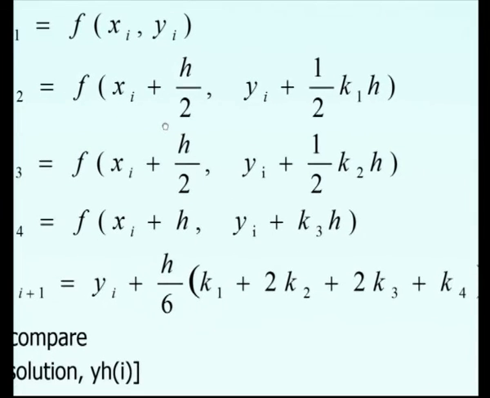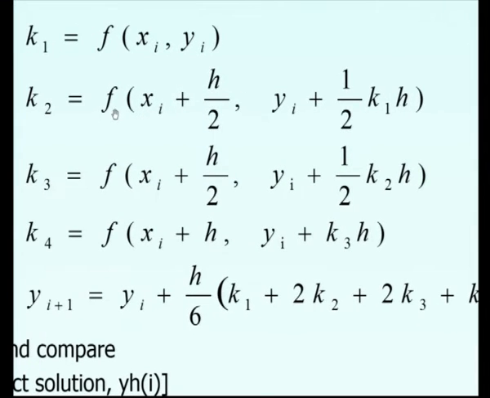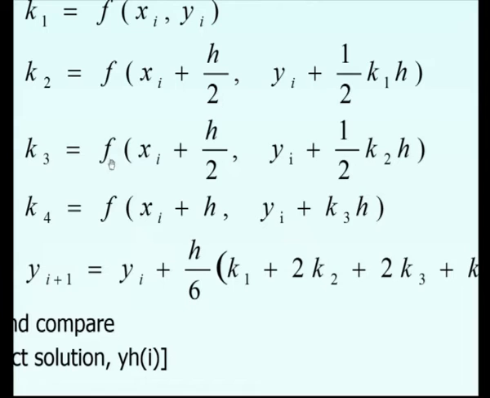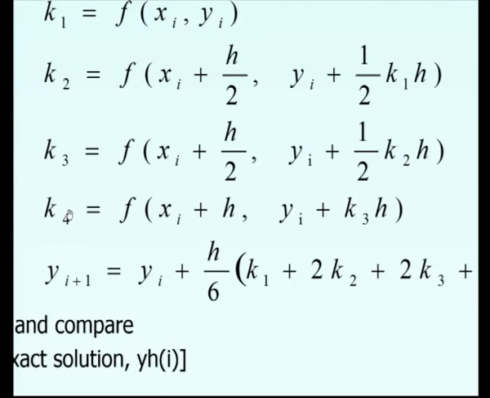k2 is calculated by evaluating the right hand side function at x_i incremented with half h, y_i incremented with half k1 h. For k3, again the right hand side function is utilized with x_i incremented with half h, y_i, with a difference, incremented with half k2 h. Just now we computed k2, we are utilizing it here. Now k4 is computed as the right hand side function value at x_i incremented with h and the y_i component incremented with k3 h, where k3 is recently computed.